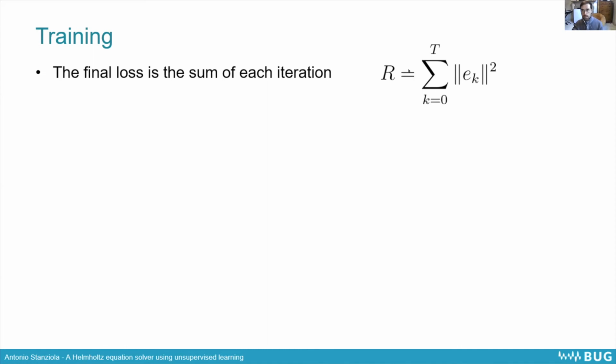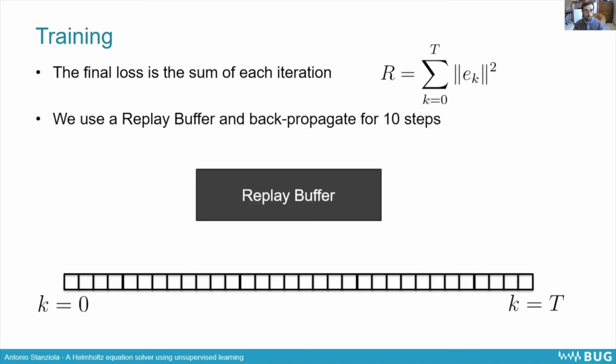And lastly, this t here, which will be the terminal iteration, is set to 1,000. And as you may imagine, although the neural network is very lightweight, backpropagating through 1,000 iterations is simply unfeasible. So what we did is that we use a replay buffer, and then we use truncated backpropagation through time by backpropagating only from 10 steps.